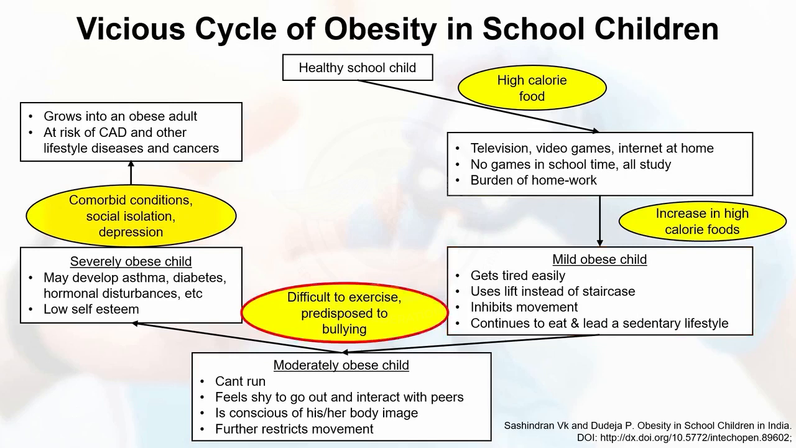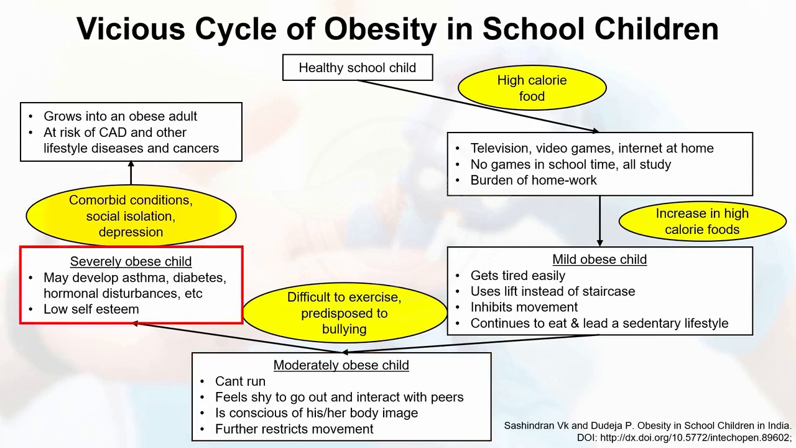Now what happens? Why doesn't he want to exercise? Because he's bullied in school. He's not able to run as fast. He's not able to play games like football. And what happens then? He's bullied. And when there is bullying, this child withdraws. And when he withdraws, he again stops meeting his peers, stops playing. He cannot run. He's now very conscious of his body image. And if at this point there is body shaming either by the parents or the peers or the teachers, he further restricts his movements. And this leads to a severely obese child.